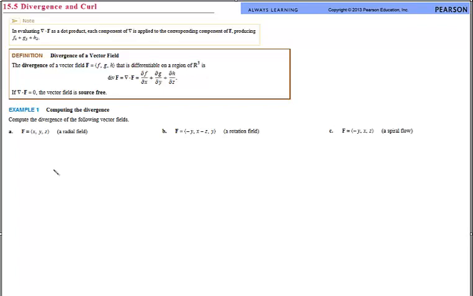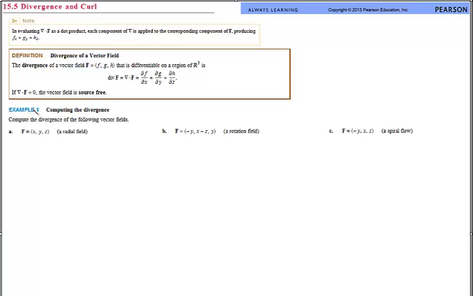We are expanding our definition of divergence to 3 dimensions. We will be taking the divergence of f as the dot product of the gradient operator with that vector field f, and we'll just take the partial with respect to x, y, and z in order to get that divergence of the vector field.